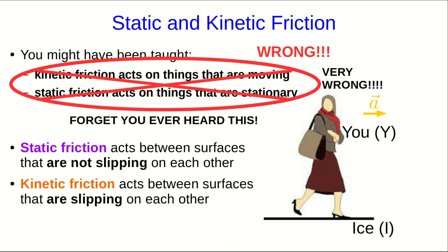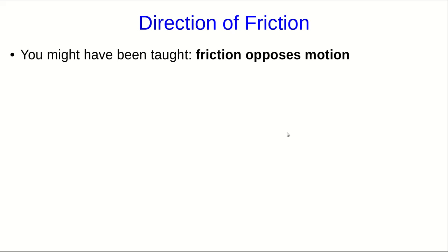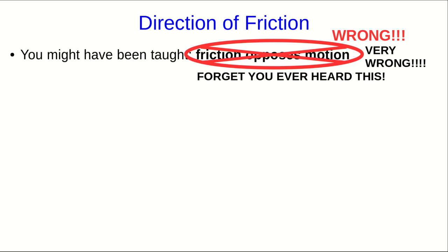On the other hand, if you're on ice and you try this, likely your foot will slip. And so even at the start, when you haven't started moving yet, there's likely to be a kinetic friction force acting on you. What's really tricky about friction is figuring out which way it acts. If you've taken physics before, you might have been taught that friction opposes motion, but that's entirely wrong. Friction opposes slipping, and often that means it can act in the direction of motion.